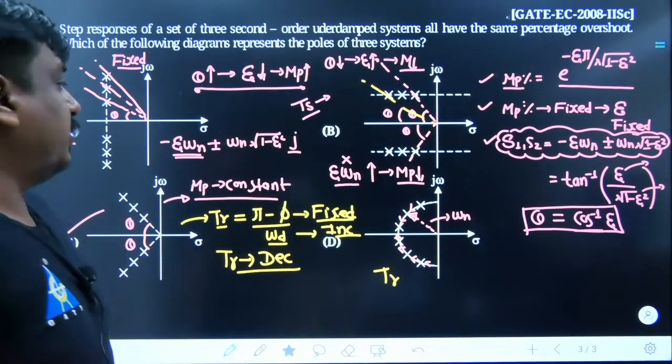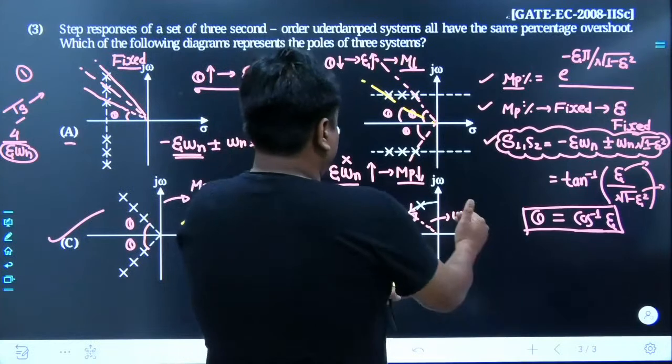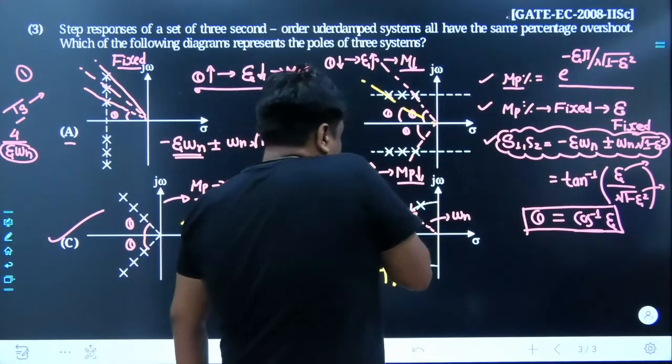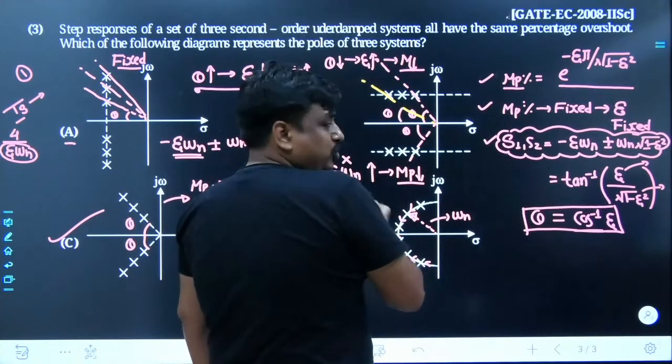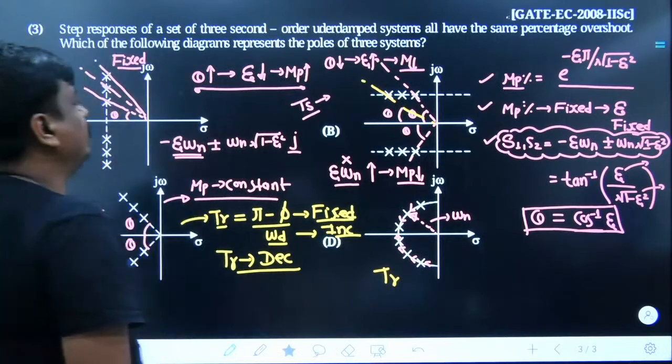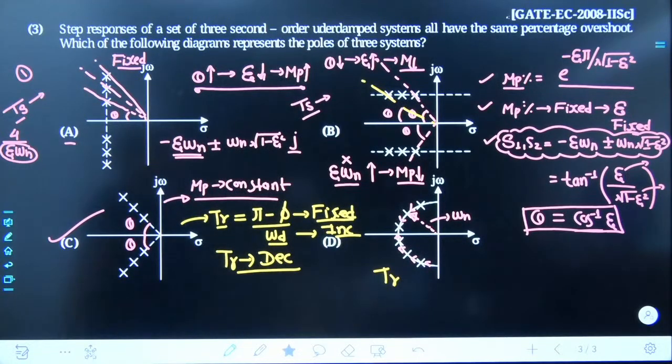What would be the effect on Tr? The way the pole keeps shifting towards the left hand side and tries to submerge over a negative real part, what would be the effect on Tr when it slides in this way? Would Tr be increasing? Would it be decreasing? Would it remain constant? Tell me.